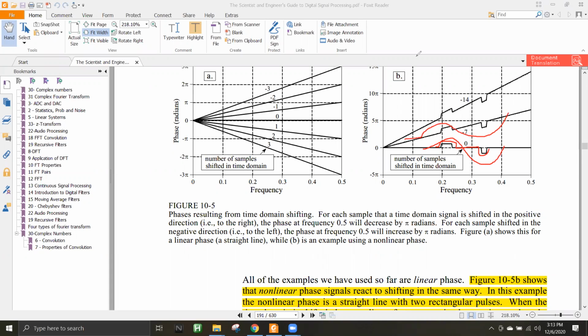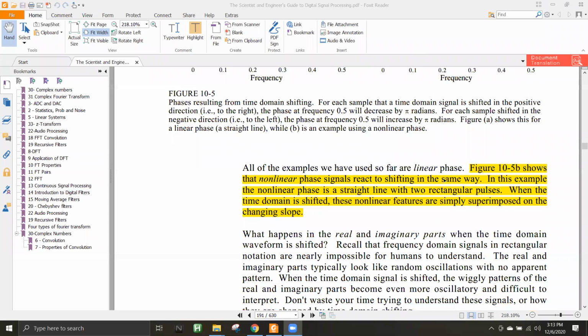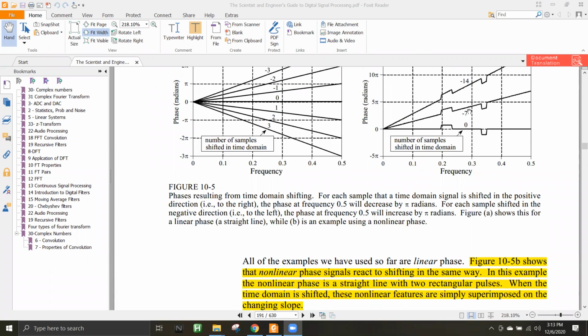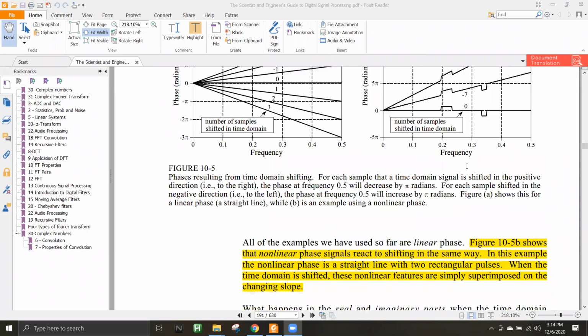So this is what is being said here, that the nonlinear phases also react in the same way to shifting. The nonlinear phase is a straight line with two rectangular pulses in this case. When the time domain is shifted, the nonlinear features are simply superimposed on the changing slope. The slope will get changed in the same way as I've said before for the other linear ones. It will also get changed linearly. Only the nonlinear features would get superimposed here. So those structures would remain in the same locations, but the slope will get changed linearly.